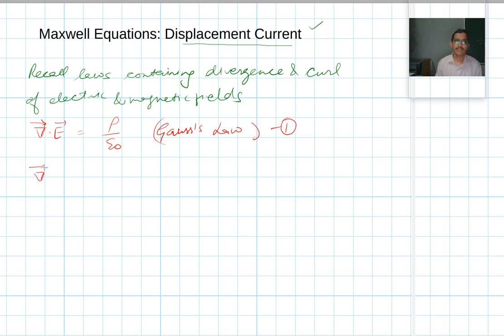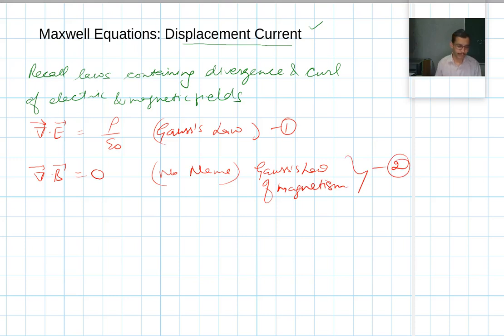And if we take divergence of magnetic field, then it comes out to be 0. In general, this law has no name, and in some books people call it Gauss's law in magnetism. Let us call it equation number 2. Then if we take curl of electric field, it is equal to minus del B over del t, the rate of change of magnetic field, and this is known as Faraday's law.